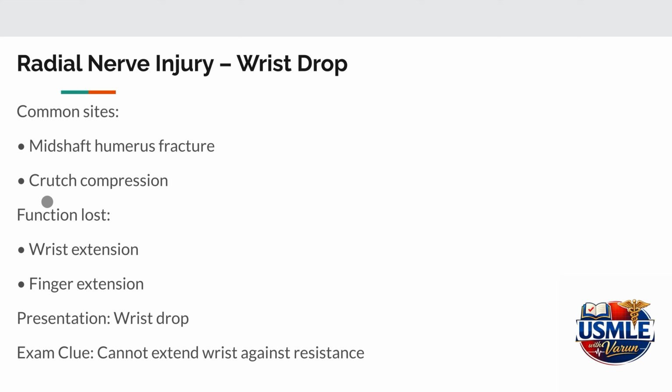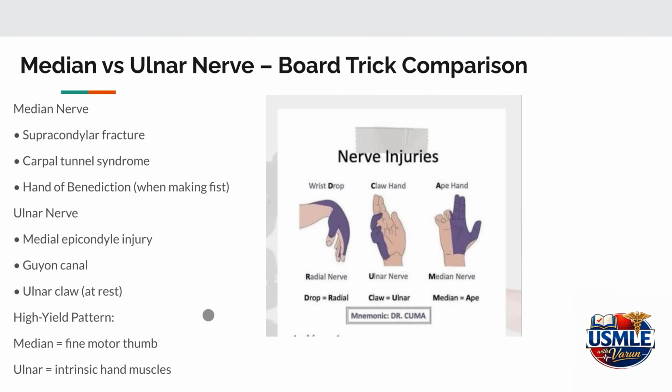It also occurs commonly due to crutch compression. Whenever you sit on a chair with your arm hanging with the axilla at the edge of the chair, this can eventually lead to injury to the radial nerve at the radial groove that is present on the humerus. This can lead to compression of the radial nerve there and cause a radial nerve injury, which eventually leads to wrist drop.